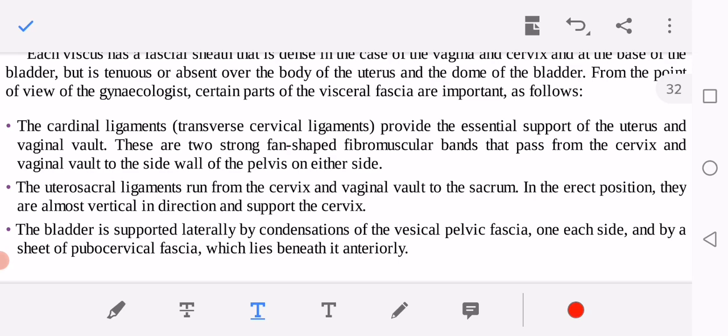Next, very important, is the uterosacral ligament, which runs from the cervix and the vaginal wall to the sacrum, and in erect position they are almost vertical in direction and support the cervix. The bladder is supported laterally by condensation of the visceral pelvic fascia on each side and by the sheath of the cervical fascia which lies beneath it anteriorly.